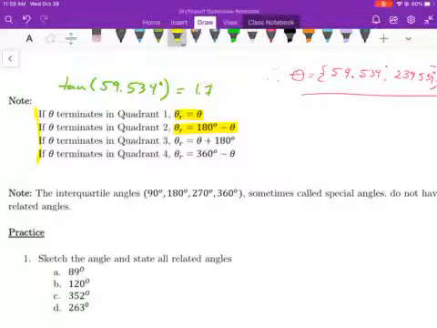And if you use your spatial reasoning a little bit, you'll come to the same conclusions. If theta terminates in quadrant 3, your reference angle is 180. This is wrong. It should be theta minus 180. And if theta terminates in quadrant 4, your reference angle will be 360 minus the theta that you're given. All right, hope this helps. Let's carry forward.